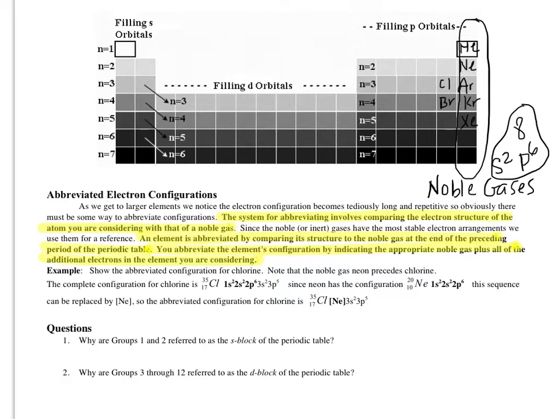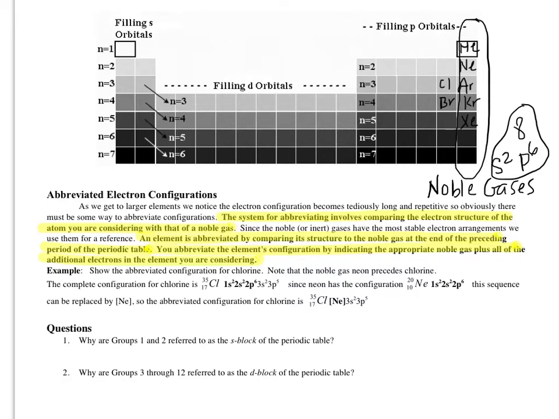And so what we're going to do is, if we want to write the electron configuration for an element, we're going to try to figure out what was the noble gas that came most recently before that element. And we're going to compare the electron configuration of the element that we're trying to abbreviate to the noble gas that comes before it. Because the noble gases are kind of like our reference elements. So if we use the example of chlorine, I've filled in chlorine and some of the noble gases on our periodic table for reference here.